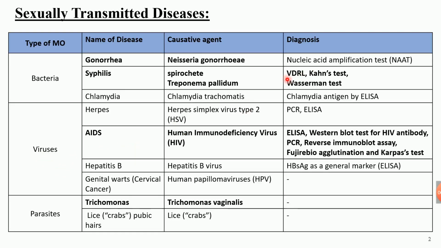And next is which diagnostic test is used for the diagnosis or screening of that particular disease. That is also important. They have asked which test is used for diagnosis or screening of AIDS. So you have to remember the type of microorganism causing the sexually transmitted disease, its causative agent name, and the diagnostic test used for diagnosis of that particular sexually transmitted disease.